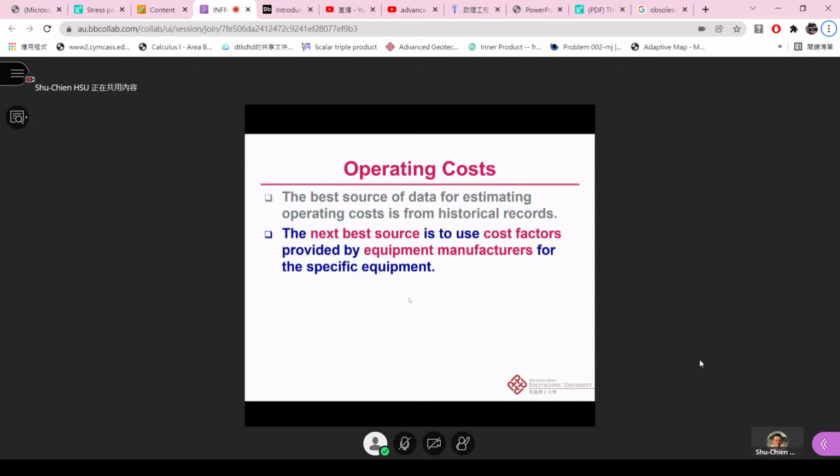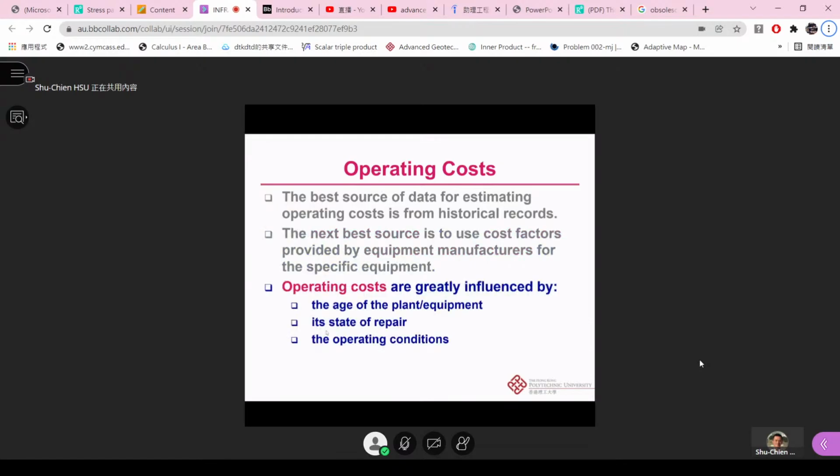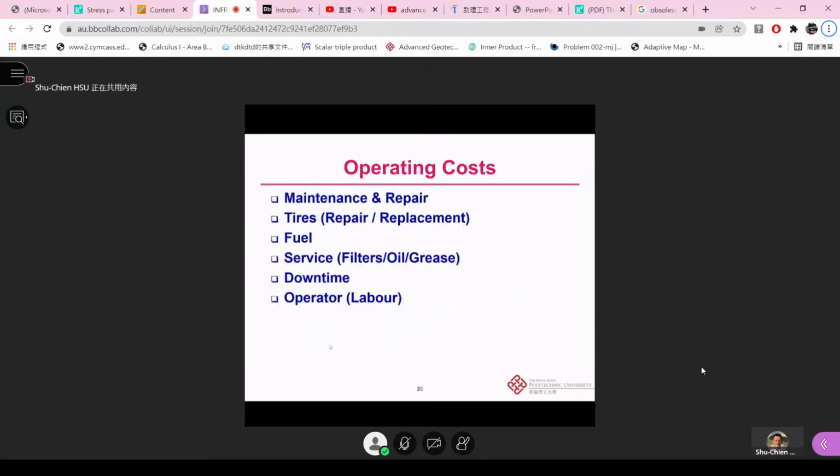You will have all these kind of historical records. But if not, the next best source is just use the cost factor that is provided by the equipment manufacturers. Like I just said, some contractor or manufacturer, they may have their own cost factors for their equipment. All right. And then operating costs are greatly influenced just by the age of the plant equipment and the state of the repair and also the operating conditions.